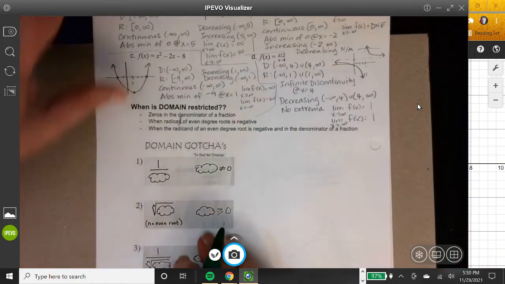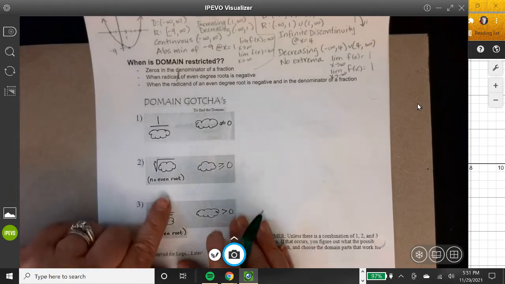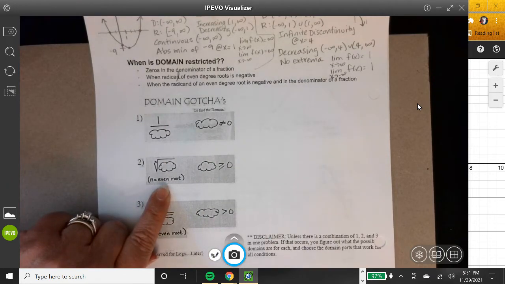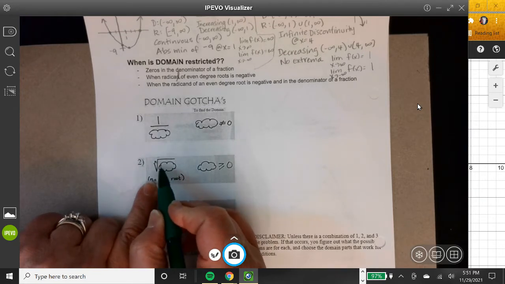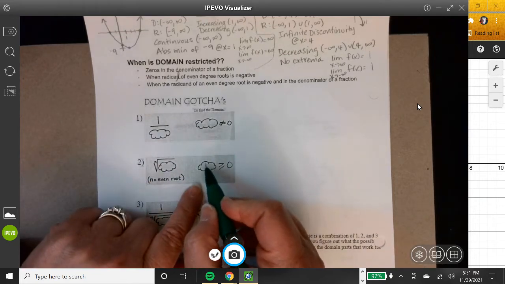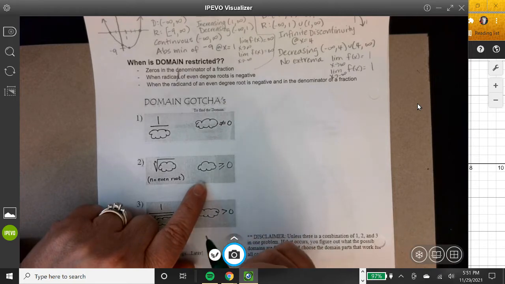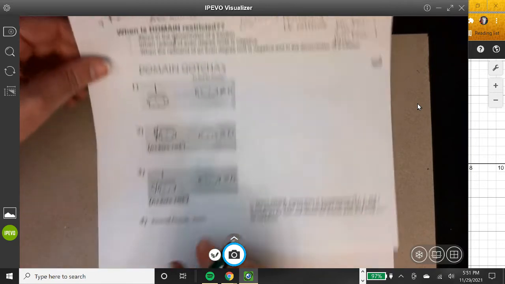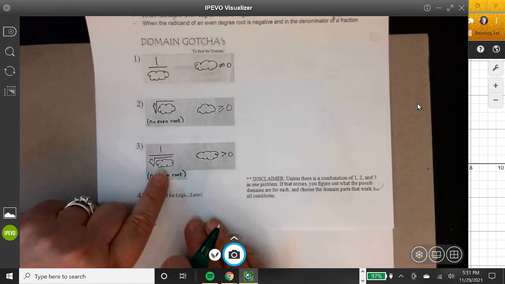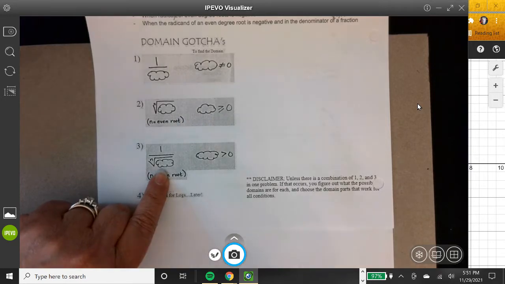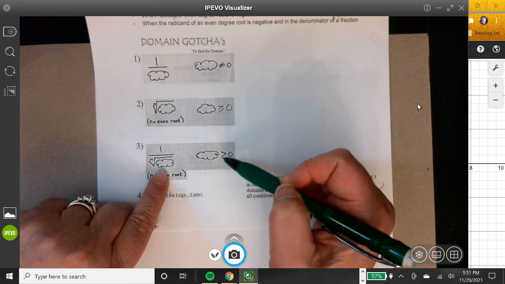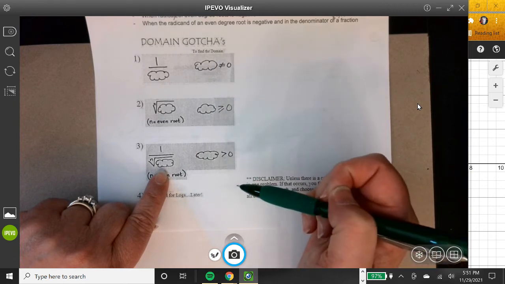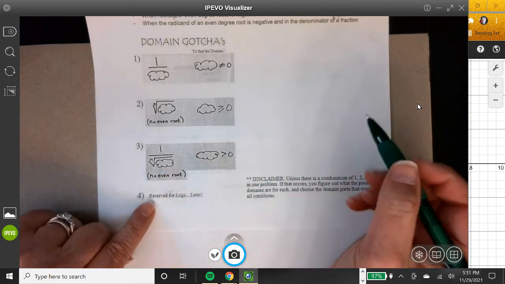Well, what happens if I have an even root? When you have an even root, you can't take the square root of negative numbers. So whatever's underneath the even root, the white puffy cloud, you take that and you set it greater than or equal to 0 and solve that inequality. And that's what your domain will be. All right, number 3. What if you have the even root in the denominator? Well, you can't have a 0 in the denominator, so the only thing it does is take away the equality piece, okay? And then number 4 is reserved for logs.